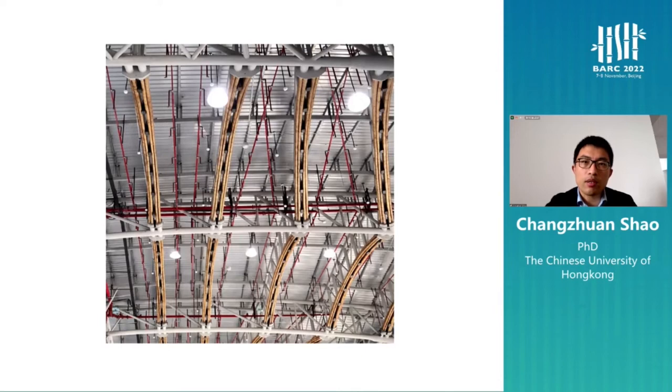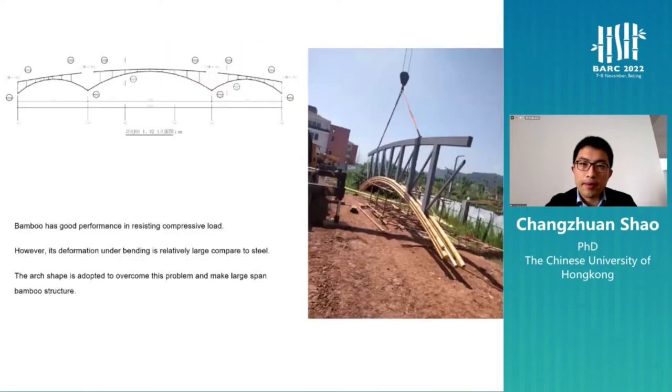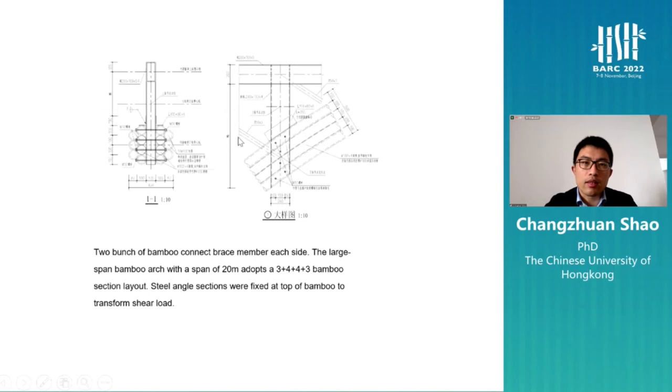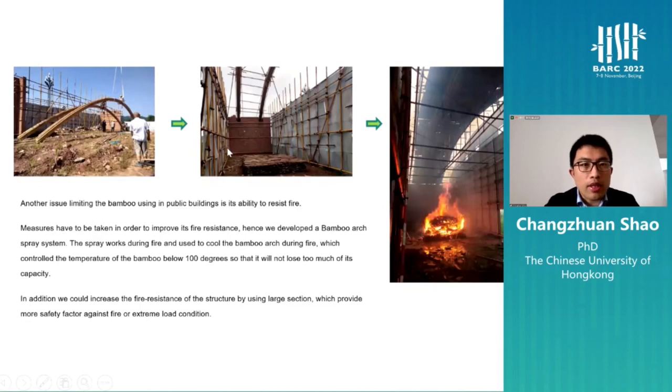So this bamboo can use compressed bamboo or glued bamboo. So we can see here there are seven raw bamboos connected with other parts with steel structure. I would like to go a little bit deeper into this picture, because for all the biomass material, you will ask questions about durability and water and fire resistance nature.